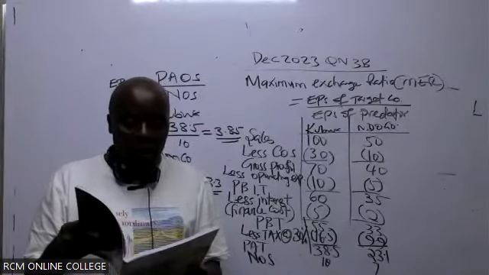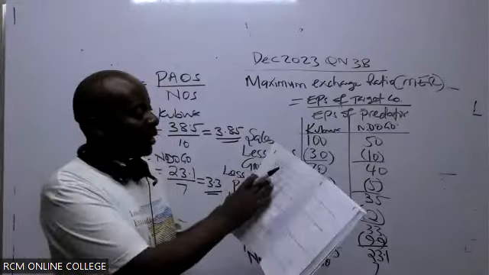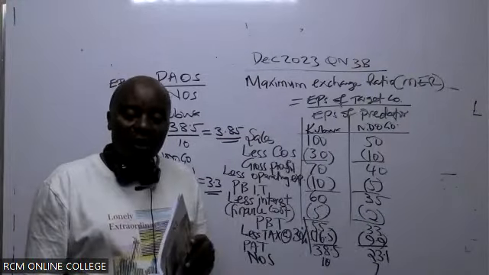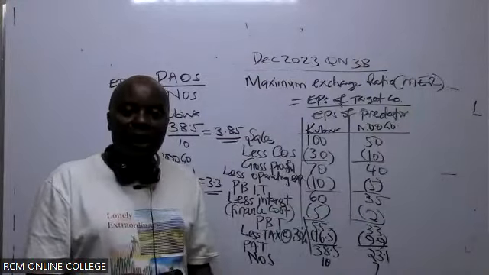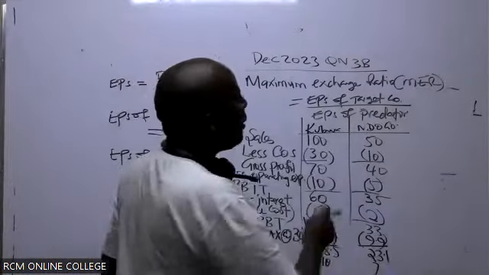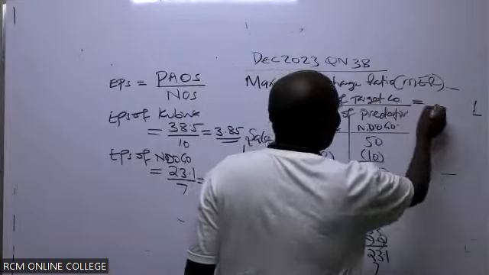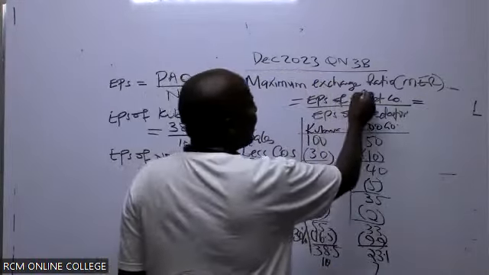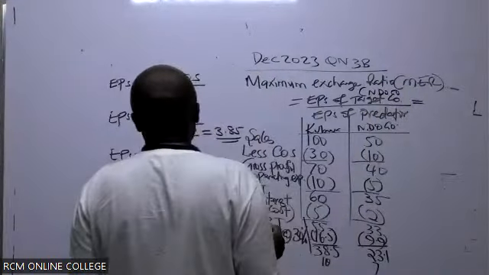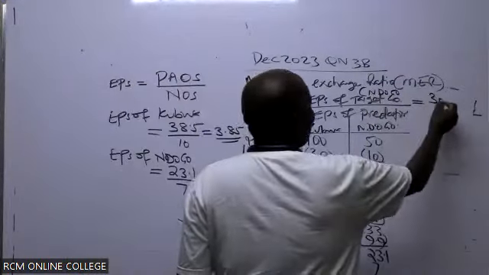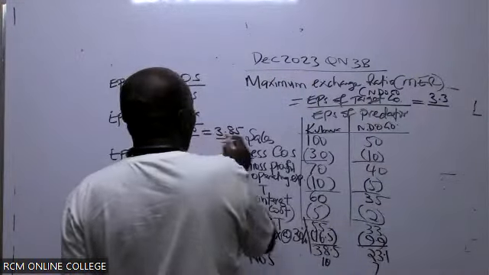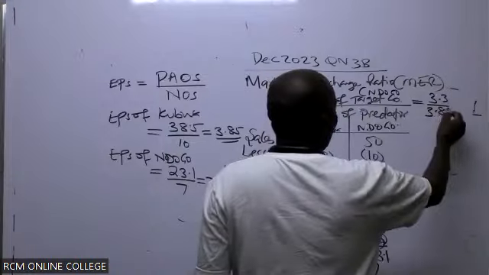Like in this question, ladies and gentlemen, we were told from the beginning that Kubwa Limited is considering acquiring Ndogo Limited. So Kubwa becomes the predator, the swallower, the buyer. Then the EPS of the targeted company, which is Ndogo, is 3.3, all over the EPS of the predator, which is Kubwa, which is 3.85.